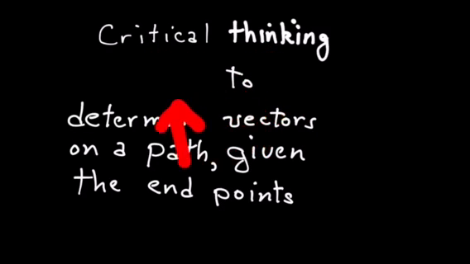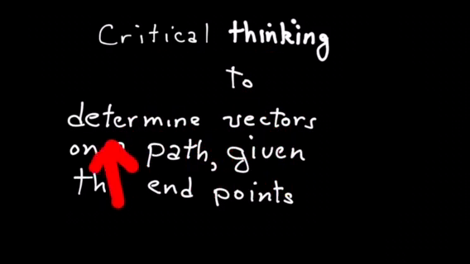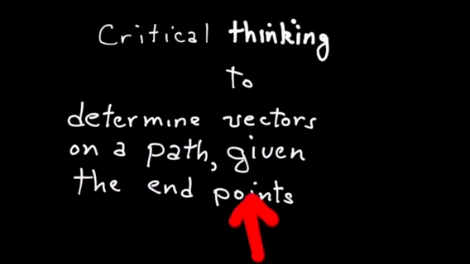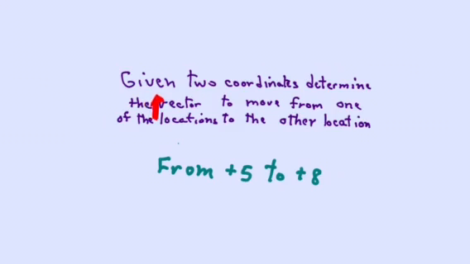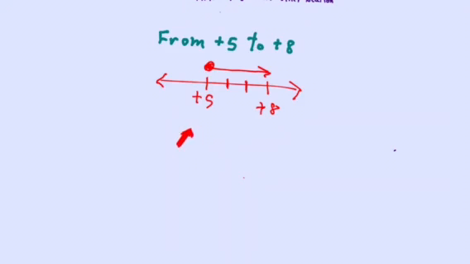Critical thinking to determine vectors on a path given the endpoints. Given two coordinates, determine the vector to move from one of the locations to the other location. Instead of me telling you a rule, let's look at the information, visualize what it says, and figure out what we're going to have to do to the positive 5 and positive 8.